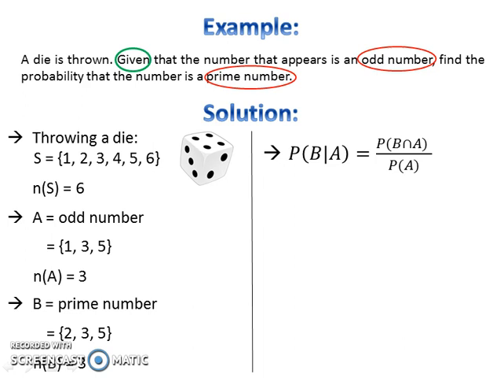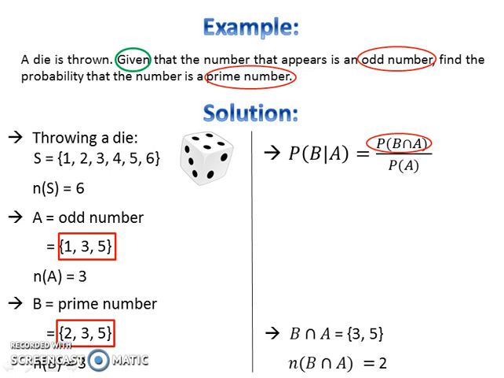And we know that probability of B given A is equals to probability of B intersects A divided by probability of A. Since in the formula there is probability of B intersects A, we must first identify the intersection between B and A. From the sets of A and B, we obtain the elements of B intersects A. So we know that number of elements in B intersects A is equals to 2.